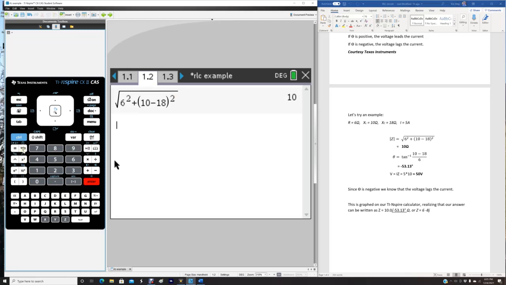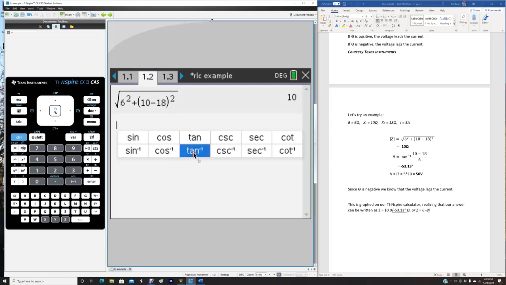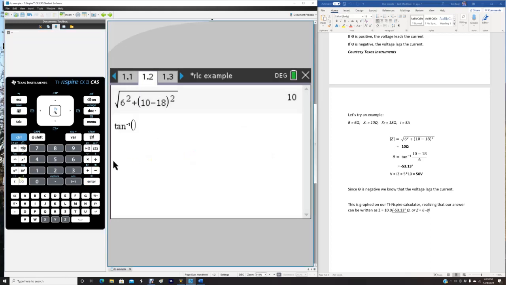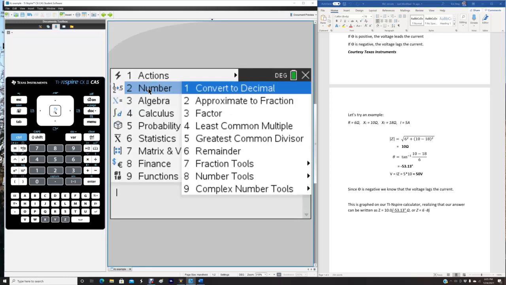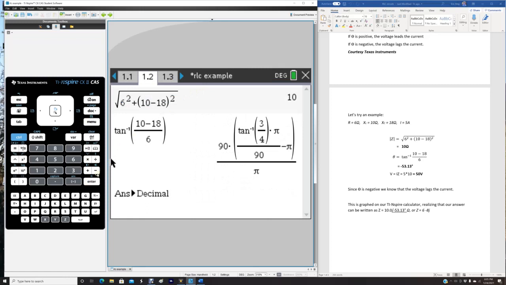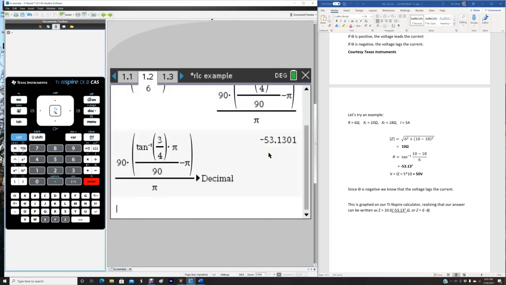And then the phase angle is the inverse tangent. For that, it's the trigonometric button, tangent -1, and then we're going to want to use a parenthesis here, and it'll be 10 minus 18 right parenthesis divided by 6 right parenthesis again, enter, and that gives us a wholly unusable answer, which we can convert easily enough by going to menu, number, convert to decimal, enter, and it comes up with negative 53.13 degrees, which is the answer we have listed for you over here.